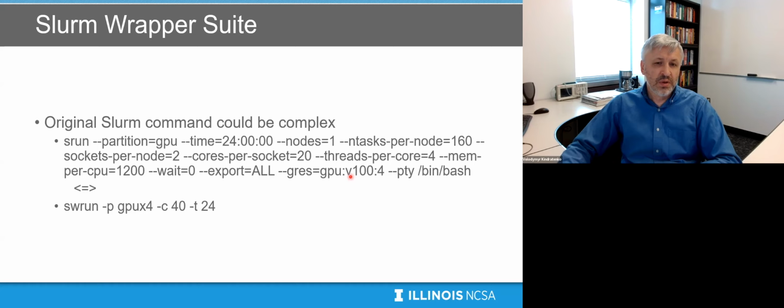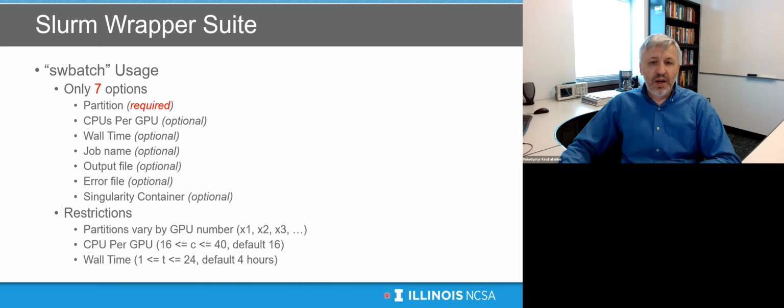So, for example, if you realize that you need, say, fewer tasks, then you can modify this line yourself later on. Or if you realize that you need something else, you can modify it. But anyway, for most use cases, the SWRUN interface is sufficient.